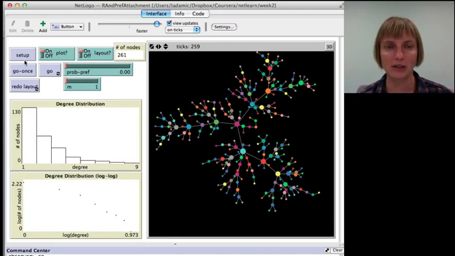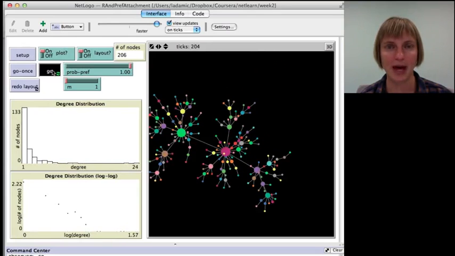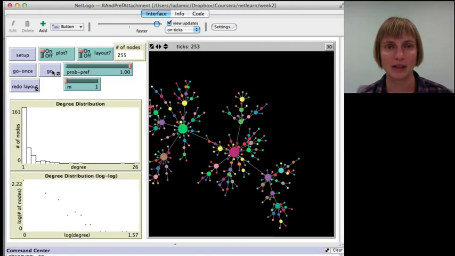And you also have the ability now to change to preferential attachment. I'm going to set up and say go, and stop at a similar number of nodes, 250, and hopefully already visually you can see that the structure is different. You can see the hubs here. You can also see the difference in the degree distribution.